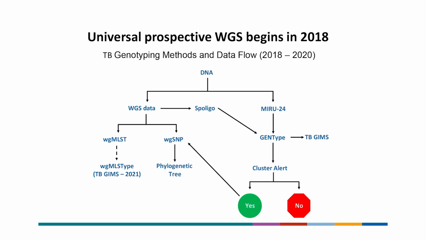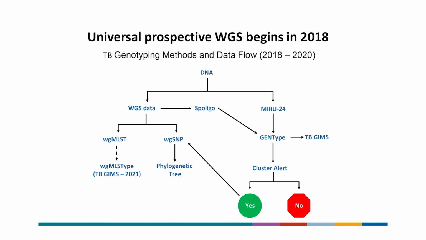This is what the TB genotyping methods and data flow will look like for the 3-year transition period. During this time, we will be performing whole genome sequencing as well as conventional genotyping with spoligotype and 24-locus MIRU for each isolate. GENType will continue to be analyzed and reported in TB GIMS, and GENType will be used for cluster alerting. The WGS data will be used for wgMLST and wgSNP analysis.